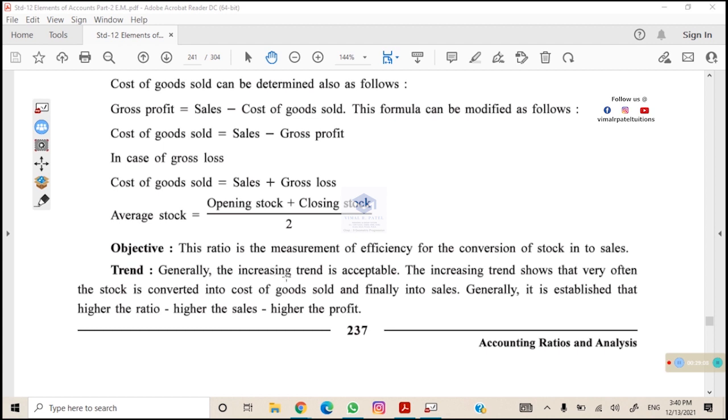This ratio is the measurement of efficiency of conversion of stock into sales. How efficiently you are converting stock into sales, how fast your production and operating cycle is. Generally, an increasing trend is acceptable. An increasing trend shows very often stock is converted into cost of goods and finally into sales. So your sales procedure is very fast. So it is established that higher ratio, higher sales, higher profit.